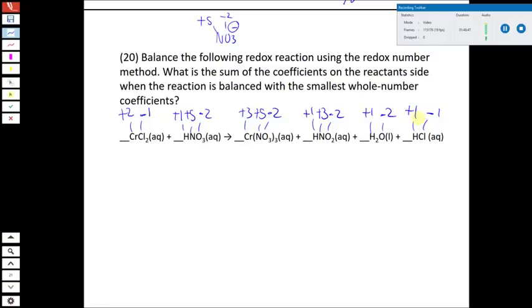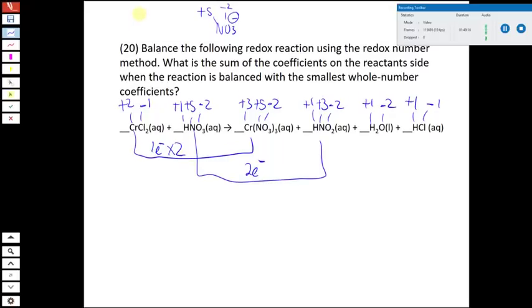And then when we look at what's happening here, we see that for chromium, we're going from +2 to +3, so that's 1 electron. For nitrogen, we're going from +5 to +3, so that's 2 electrons. So we have 1 electron for one of them, we have 2 electrons for the other. And so how do we balance these? This one's fairly simple. We just put a 2 there.